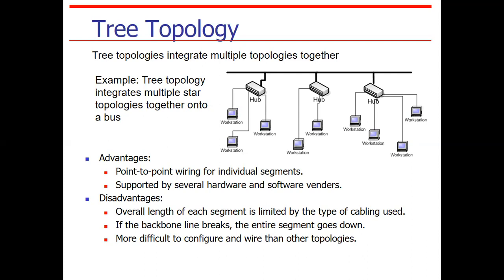What are the advantages? Point-to-point wiring for individual segments, supported by several hardware and software vendors, is also there. What are the disadvantages? Overall length of each segment is limited by the type of cabling used. If the backbone link breaks, the entire segment goes down. More difficult to reconfigure and wire than other topologies. This is a complicated process. Therefore, if the backbone line, that is the main bus cable, breaks, the entire segment goes down. It integrates multiple topologies, so it is very complicated.